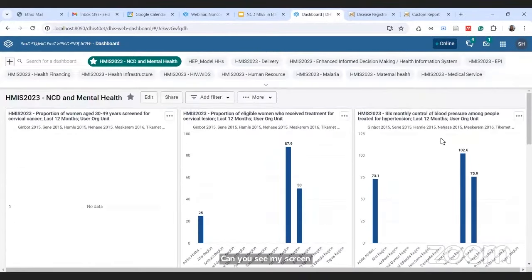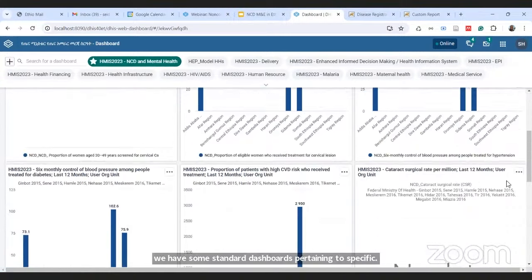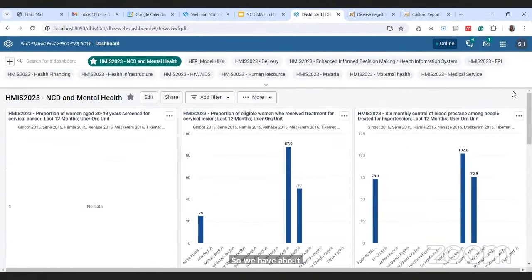So this is a local version of DHIS2 with some test data we configured for demonstration purposes. As you can see, this prefix HMIS23 is to be removed when we release it to the user. We have some standardized dashboards pertaining to specific service and disease groups, with about seven indicators configured here. Of course, users are allowed to configure more visualizations for themselves, and there are guidelines for that.